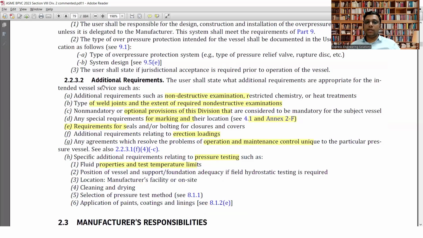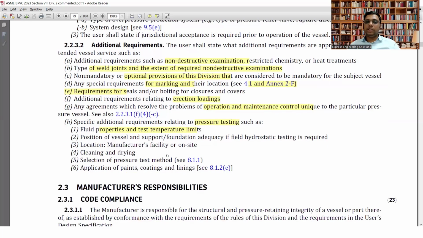Then comes additional requirements. Apart from whatever we have seen, those are called mandatory or compulsory requirements. But if the user or its designated agent wants some additional things to be done, all those things need to be specified as additional requirements. Like what kind of additional NDE is required, if there is any impact testing to be done compulsorily, what other things are to be mentioned in the marking on the vessel or on the nameplate. All these need to be specified under this additional requirements clause.